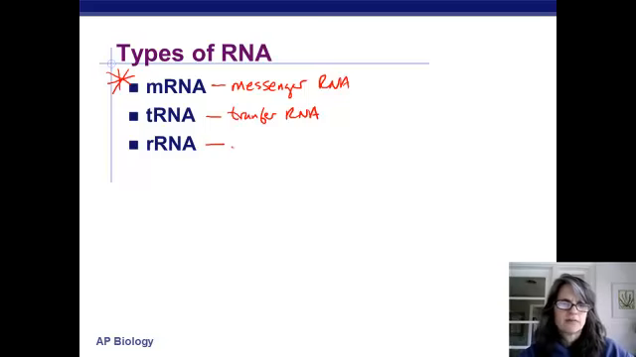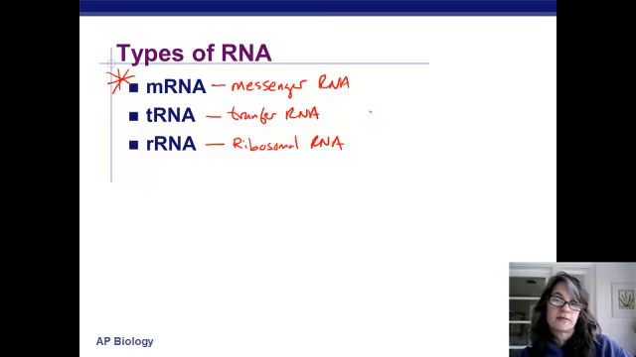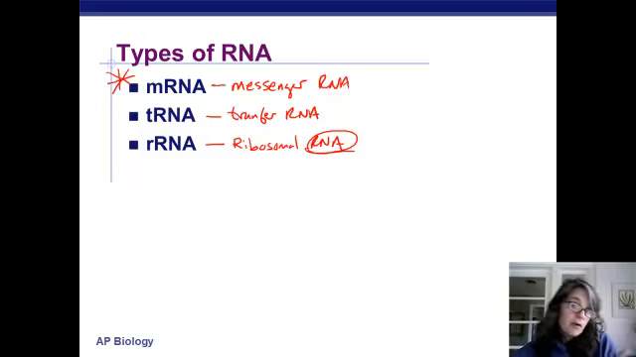rRNA we won't talk very much about, but that is called ribosomal RNA. And ribosomes are really important in making proteins, these little tiny organelles that are out in the cytoplasm. RNA is a component of what makes up a ribosome. A ribosome is made of protein and rRNA globbed together. It's not really a membrane-bound organelle like we've talked about chloroplast and mitochondria. It's just a glob of protein and RNA. And we won't talk about rRNA beyond that.